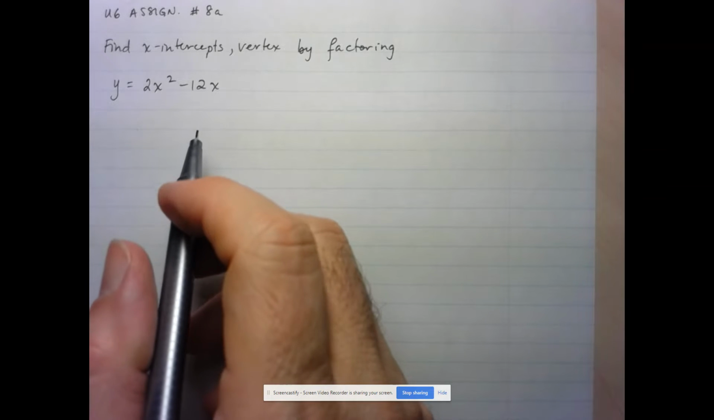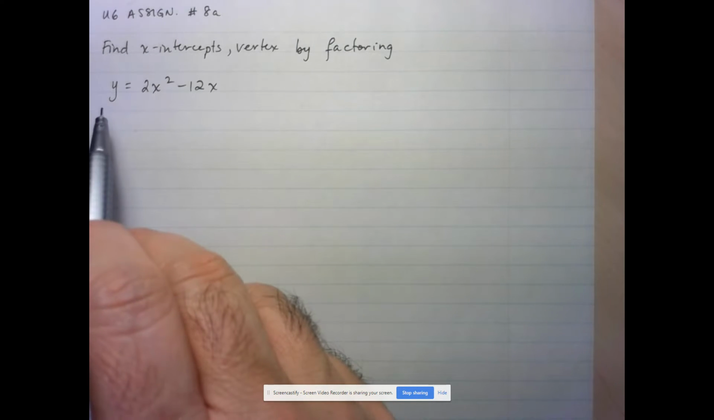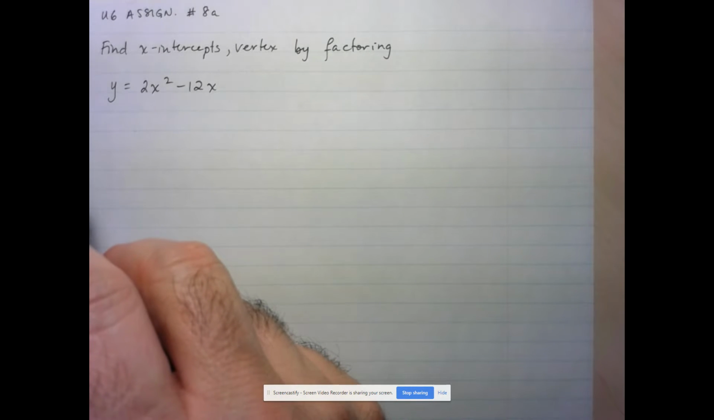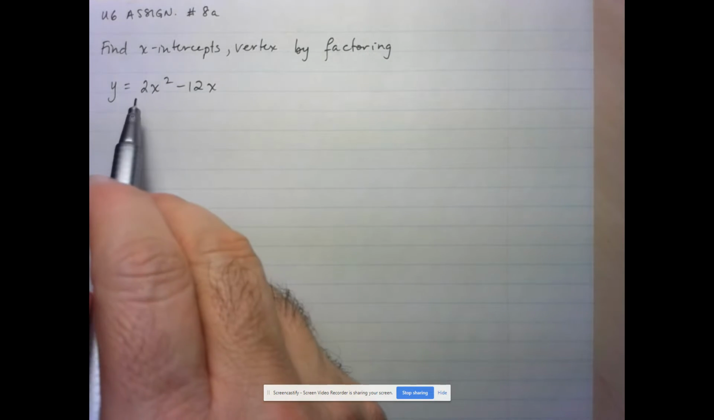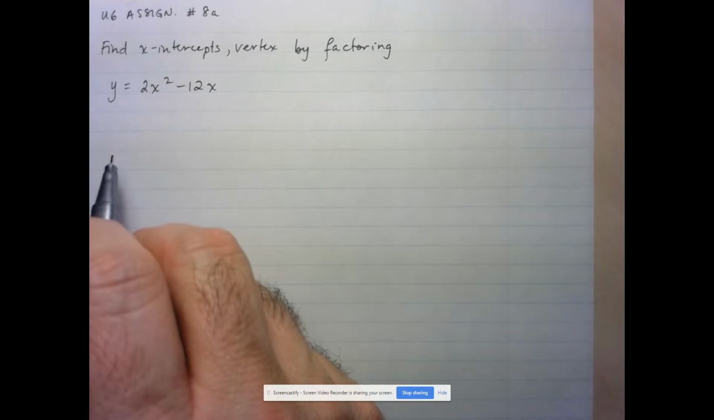To find the vertex, I could certainly complete the square, and then to find the x-intercepts, replace y by 0 and solve by opposite operations. That would be the alternative method. But here, this is especially easy to factor, so that's why factoring is actually a good option.